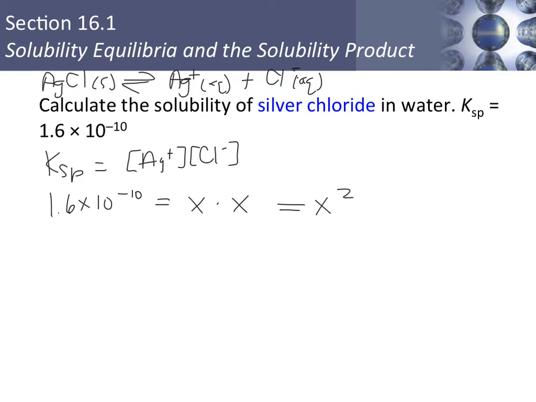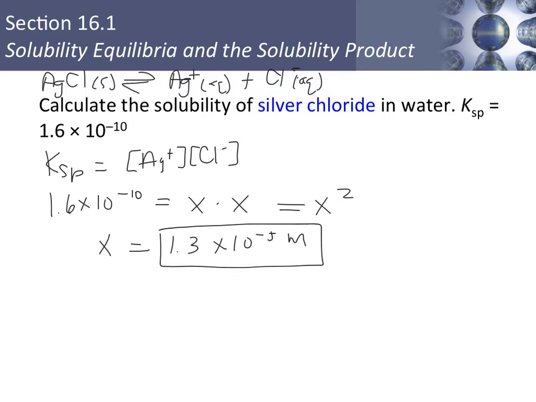For every one silver ion, there is one chloride ion, and we assume that initially there were no ions in the solution. So at equilibrium, the concentration of silver ion is x, as is the concentration of the chloride ion. If we go through and solve, we get 1.3 times 10 to the negative fifth molar. We do need units on this since we are solving for a concentration and therefore solubility. Now, if we didn't want the solubility in moles per liter, it could be converted to, say, grams per liter, or grams per 100 grams of water are some other units that you might typically see for solubility.